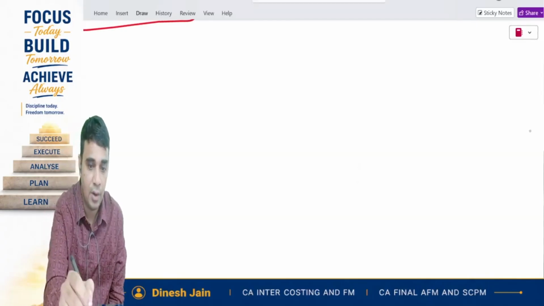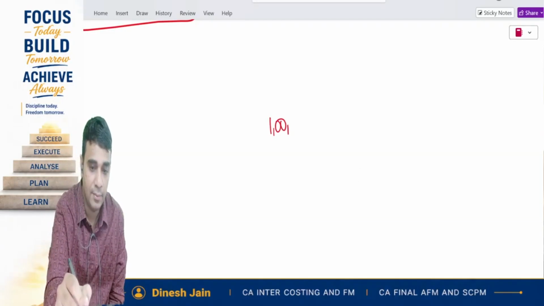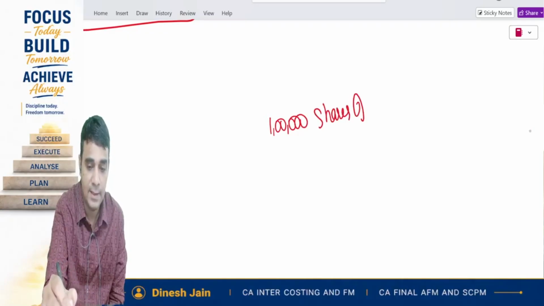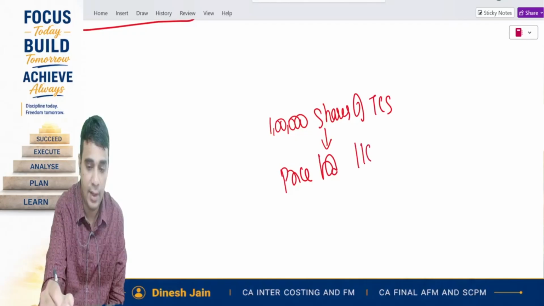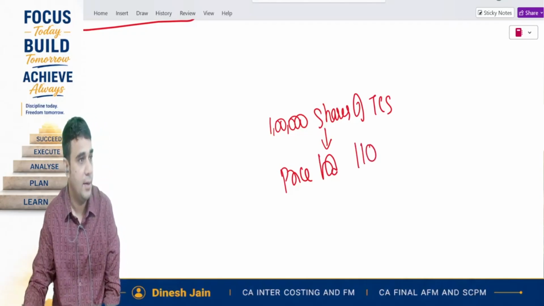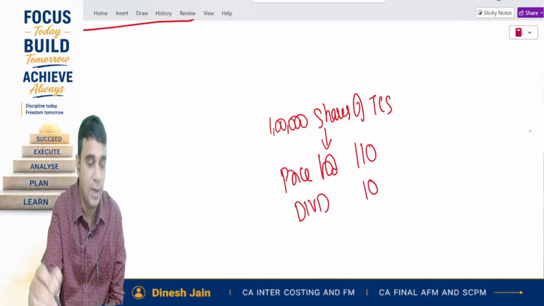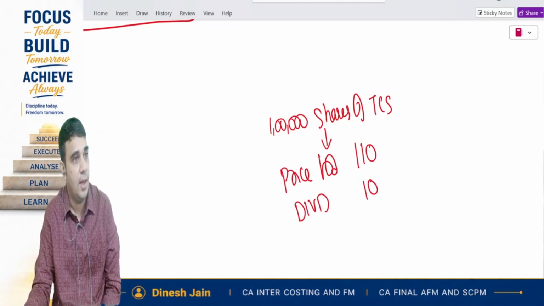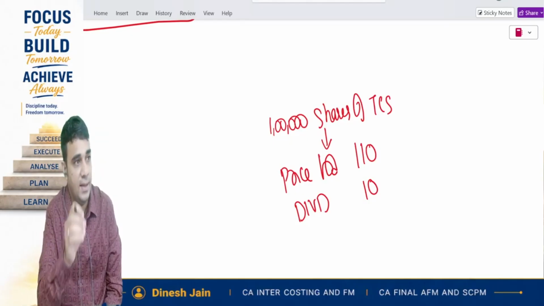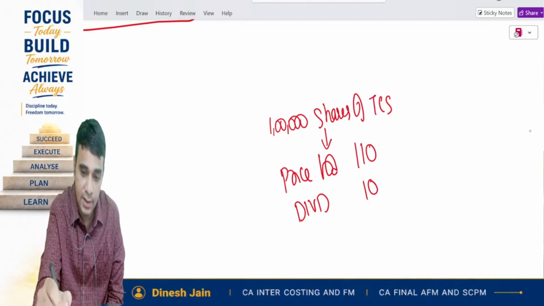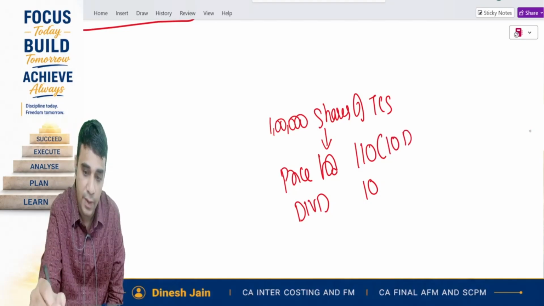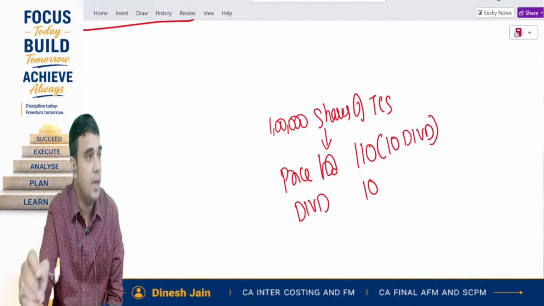I have 1 lakh shares of TCS. Price today is 110. The dividend they are giving is 10 rupees. If the price is 110 and they are giving a dividend, this includes the 10 rupee dividend.